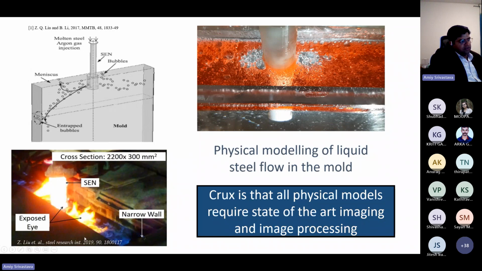But you can see here, this is a picture of a real plant, and we cannot see anything over here. Everything is closed. So how will we solve this problem if we cannot see anything? We have to make a mimic model in our lab.